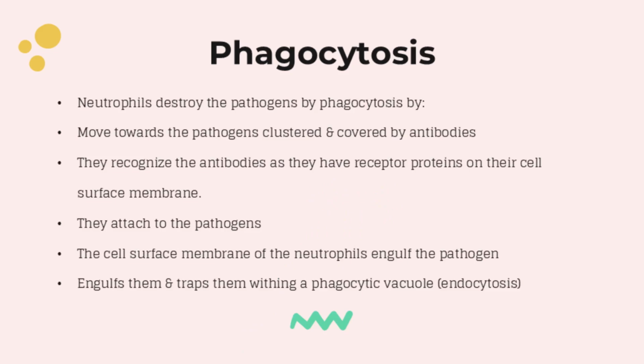Neutrophils destroy pathogens by phagocytosis. This includes moving towards the pathogen clustered and covered by antibodies. They recognize the antibodies as they have receptor proteins on their cell surface membrane. They attach to the pathogens. The cell surface membrane of the neutrophils engulfs the pathogen. It engulfs and traps them within a phagocytic vacuole by the process of endocytosis.